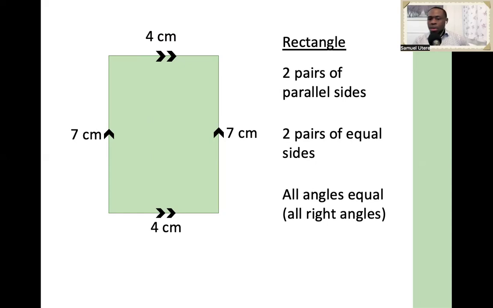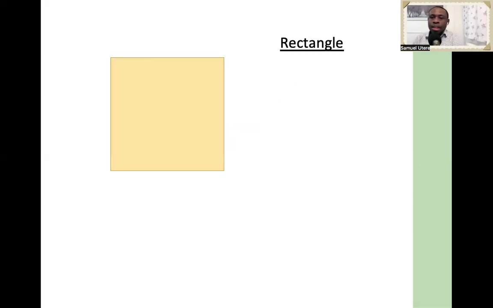All angles are equal. So it has all 4 right angles, being 90 degrees each. So the sum of the angles in a quadrilateral is equal to 360 degrees. Of course, take note that we're talking about the interior angles. A square is actually a special rectangle. So take note of that.